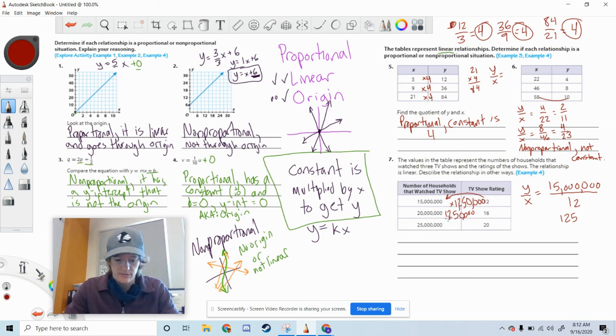And let's do the last one. 25 million divided by 20. Yes, got the same thing, 1,250,000. So describe the relationship in other ways. They said it's linear. This relationship is also proportional.